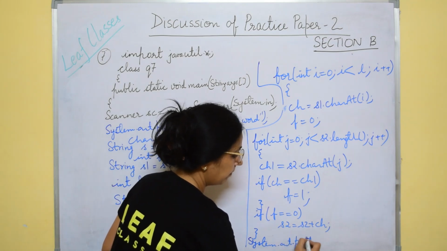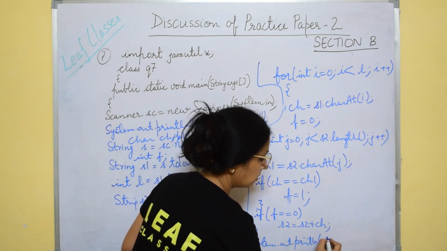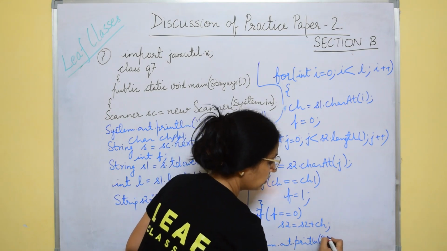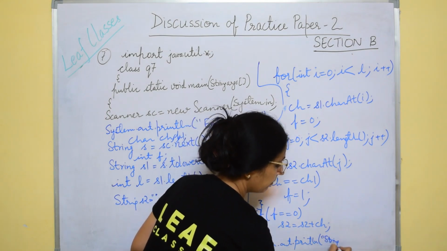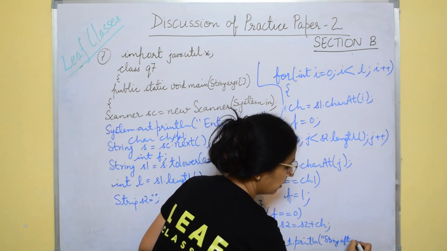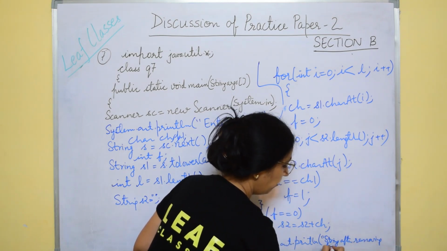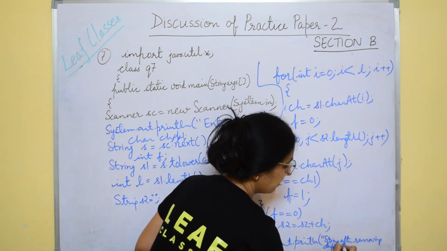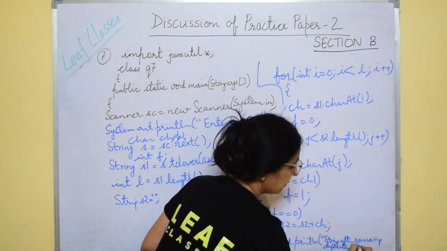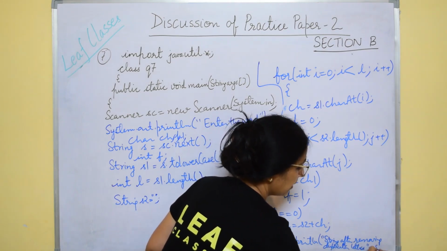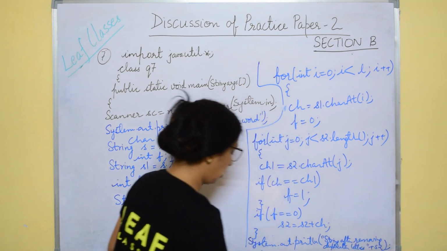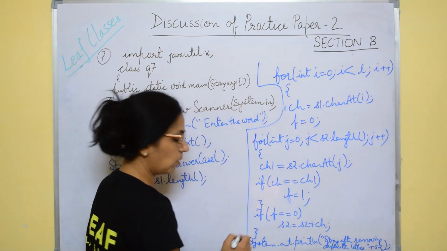System.out.print. The string after removing duplicate letters is S2, and then you close main and then you close class.